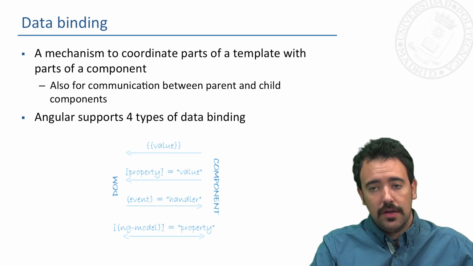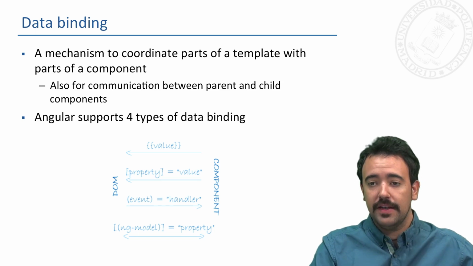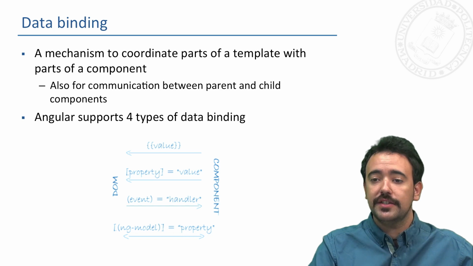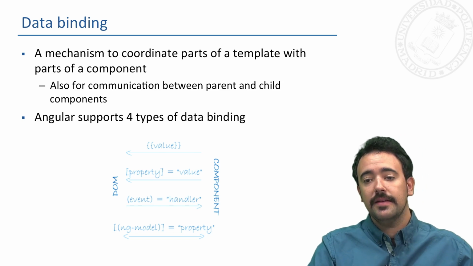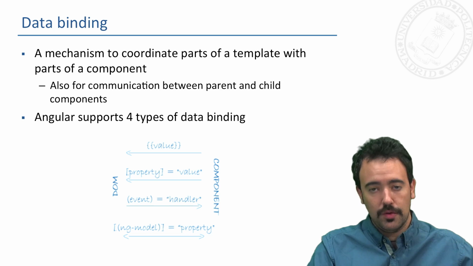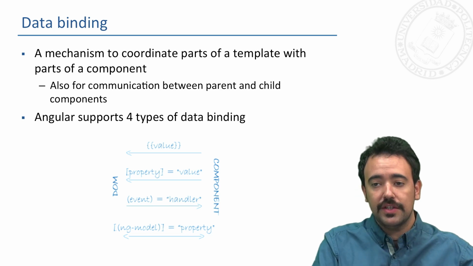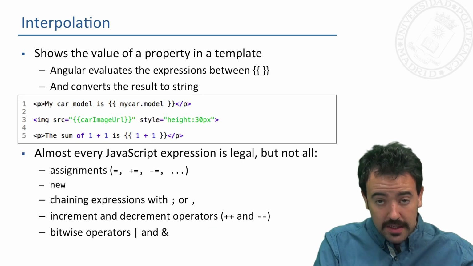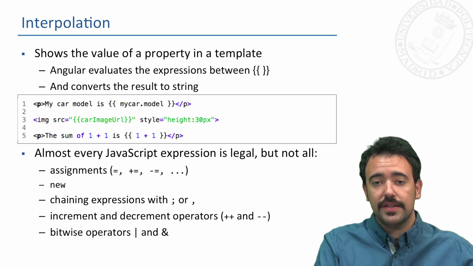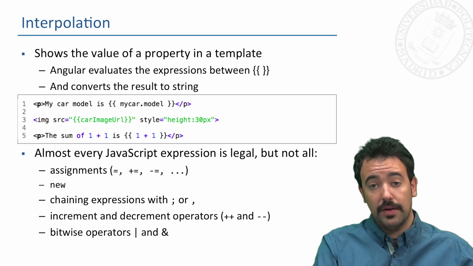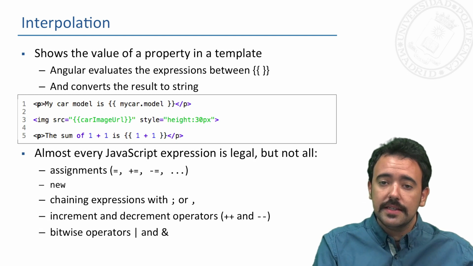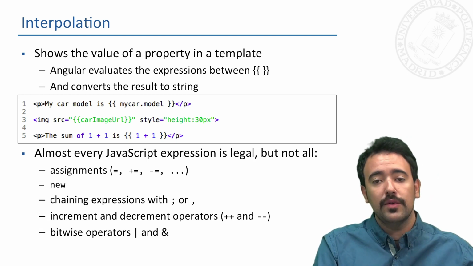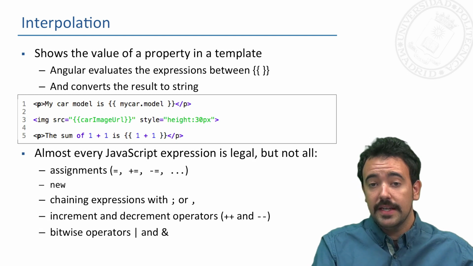Angular supports 4 types of data binding: the interpolation, the property and the event binding, and the two-way binding. Let's see each of these types of data binding in detail. The first of these data binding mechanisms is the interpolation. That is a mechanism to show the value of a component property in the template.